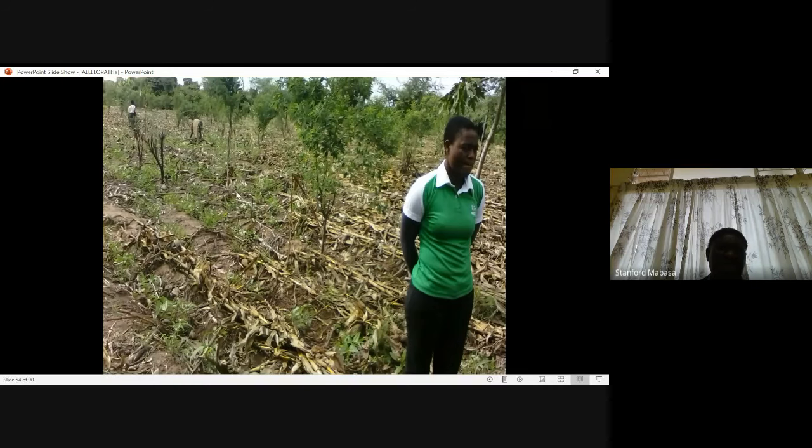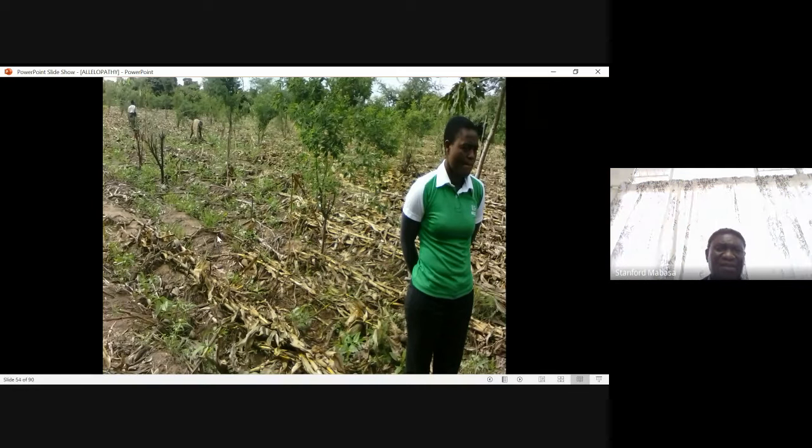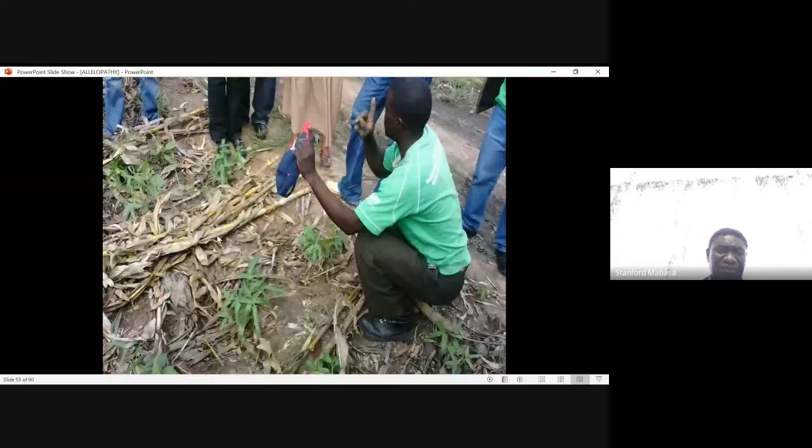This is maize mulch in Gokwe. Maybe maize mulch is not very effective in suppressing weeds. I think this is a legume crop. The farmer is trying to explain what is happening here. Soon after harvesting maize, he had to grow this bean with late rains.